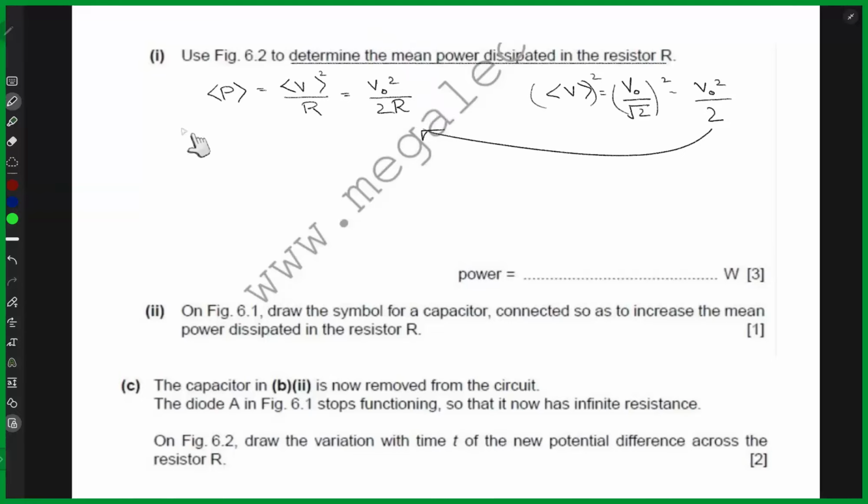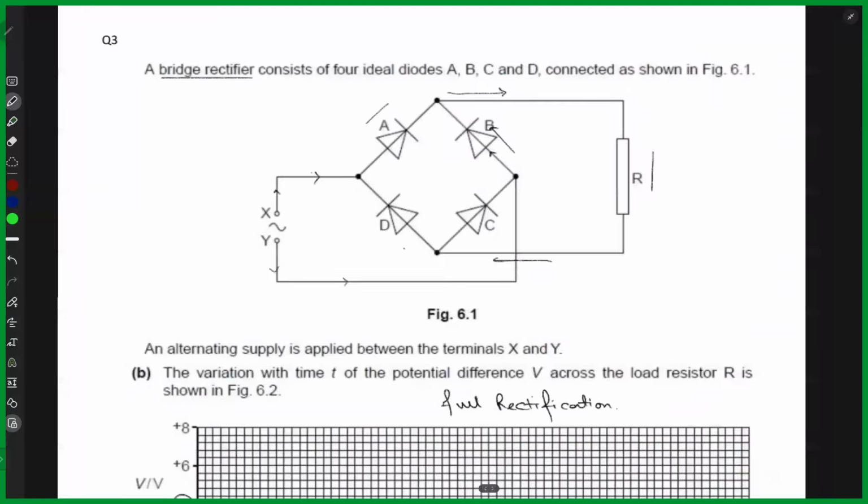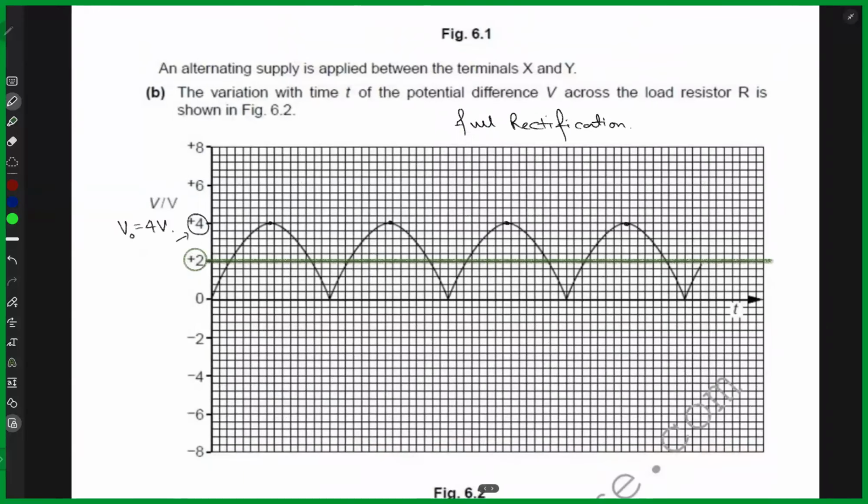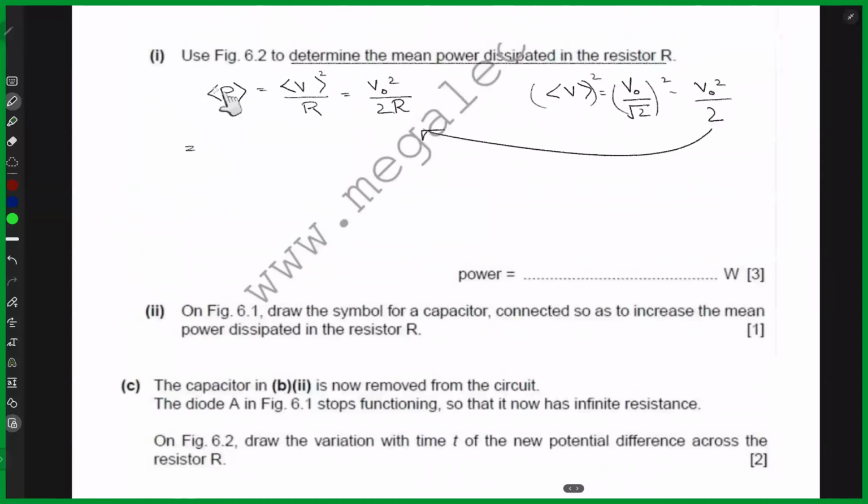So now it's straightforward. The peak voltage from the graph, from this figure, is 4 volts, and the resistor is also given, so this would be 4 volts squared divided by 2 times the resistance, which was 2700 ohms, right? So this gives you 2.96 into 10 raised to power minus 3 watts. Was that clear? Any questions? No, sir. Okay. All right.